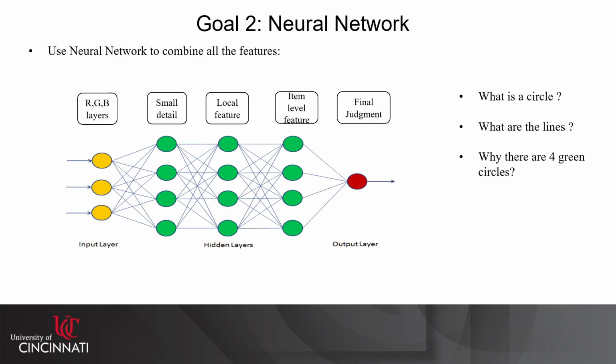I will try to break it down as far as I can, and it's really not that hard to understand at that point. So first, the input layer. The input layer has three layers. That's red, green, and blue, RGB. And then there's the first hidden layer, small detail, the second hidden layer is local feature, and the third layer is item-level feature. I will go through that in later detail. I will first start with explaining what a circle is in that map.